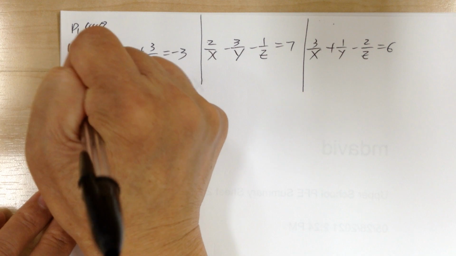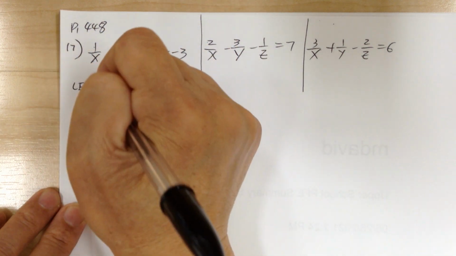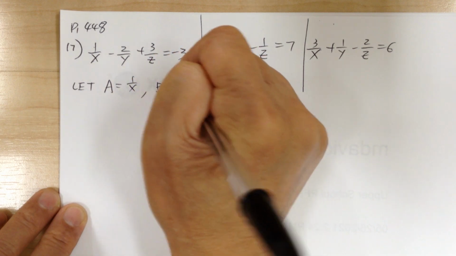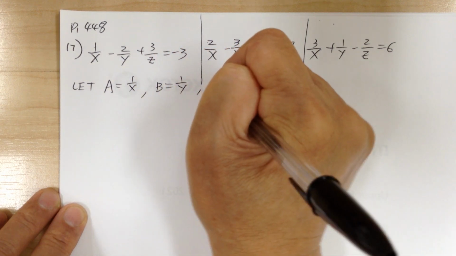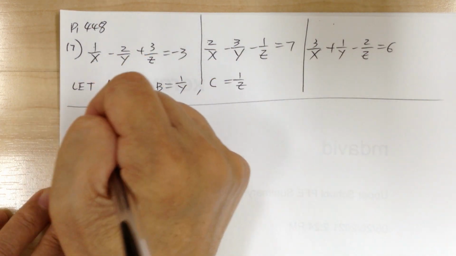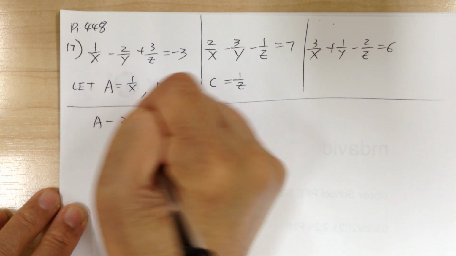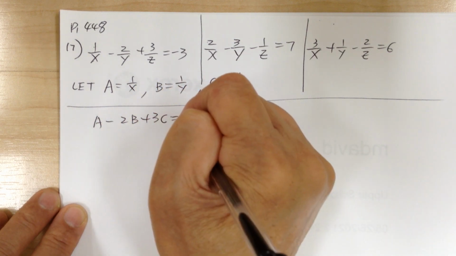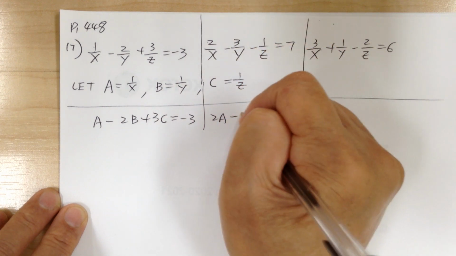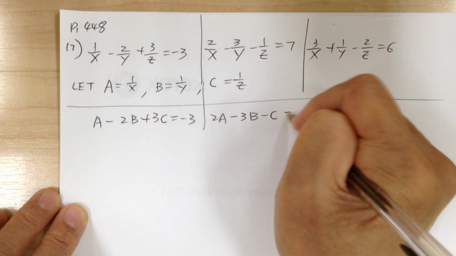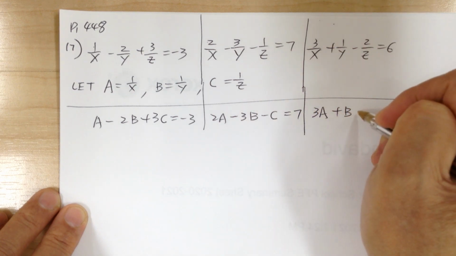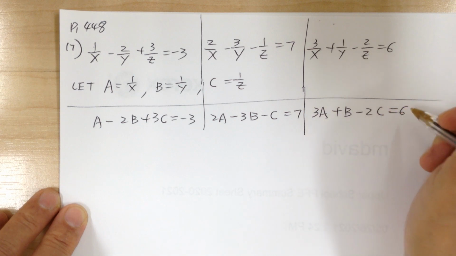So what you want to do is use substitutions. Again, you can choose any letters. So I'm going to take a equal to 1 over x, b equal to 1 over y, and c equal to 1 over z. So now your equation becomes a minus 2b plus 3c equal to negative 3. And this one becomes 2a minus 3b minus 1c equal to 7. And this equation becomes 3a plus b minus 2c equal to 6.